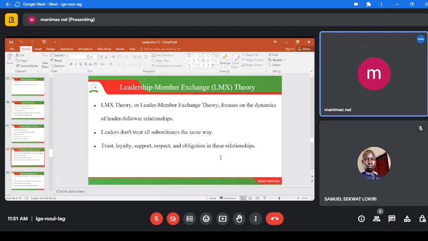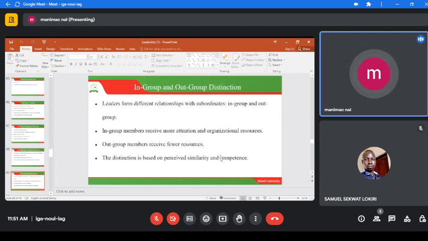More to that, leaders do not treat all subordinates the same way. Okay, but we look at how they trust them, how they are loyal to them, how they are supporting them, how they are respecting them, how they are obligated in all these kinds of relationships. Okay. Furthermore, what could also be the in-group and out-group distinction? Leaders have different relationships with their subordinates, which we believe is also a very true statement.